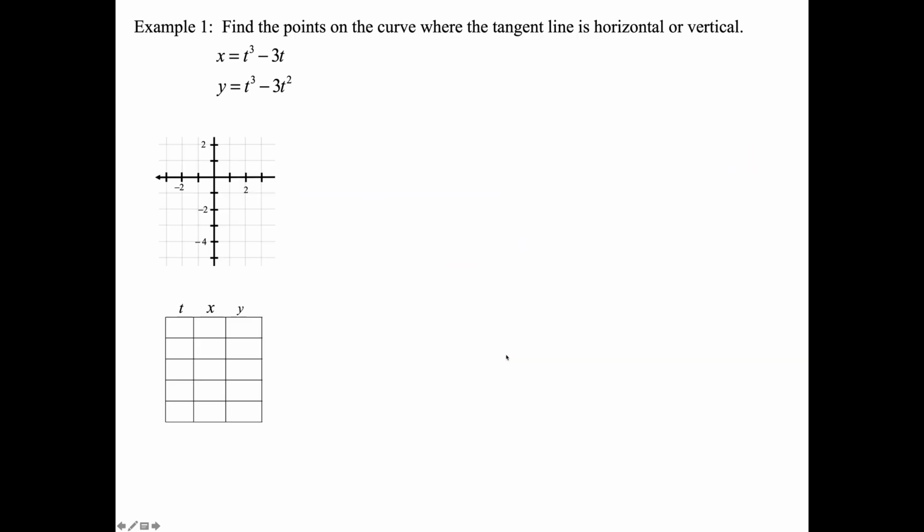Find the points of the curve where the tangent line is horizontal or vertical. So we need to find dy over dt. That's going to be 3t squared minus 6t. We set this equal to 0 and factor out the 3t. We get t equals 0 and 2. So at times 0 and 2, we have a horizontal tangent. Our vertical tangent comes from dx over dt. Take the derivative of that, 3t squared minus 3, set that equal to 0. We get t squared minus 1 equals 0, so t equals negative 1 and 1. So these are the 4 times where we have either horizontal or vertical tangents.